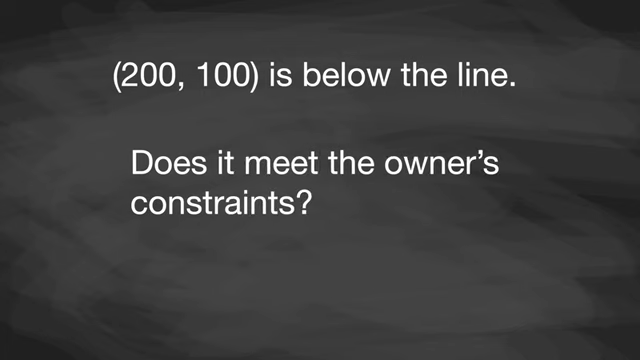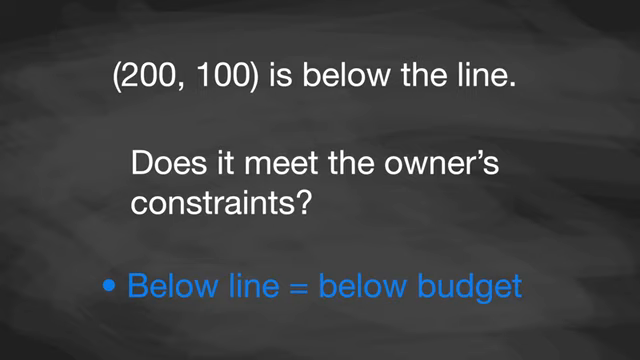The point (200, 100) is below the line. Does it meet the owner's constraints? Since the point is below the line, it is below the $3,000 budget and meets the constraints.